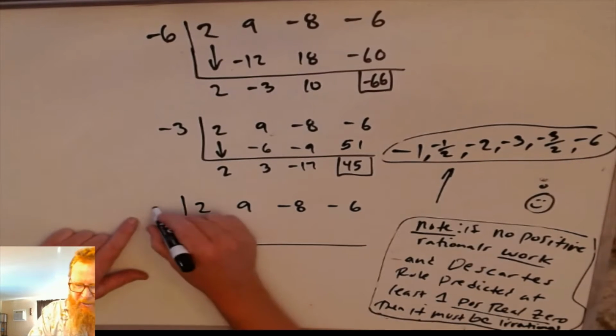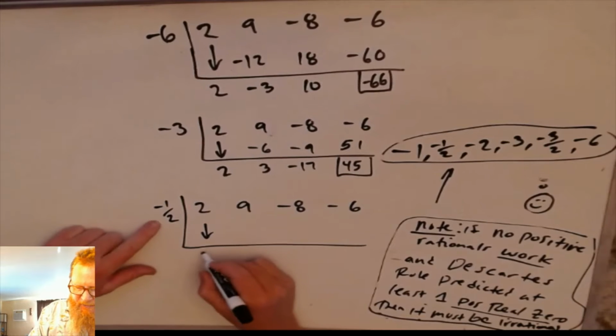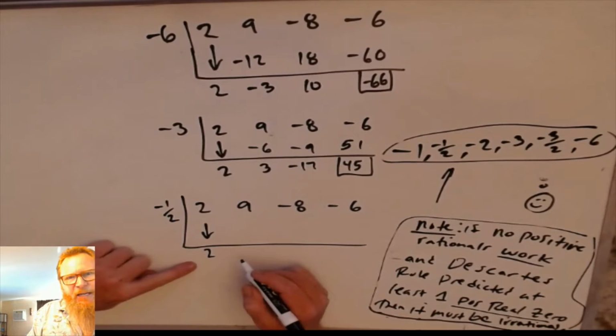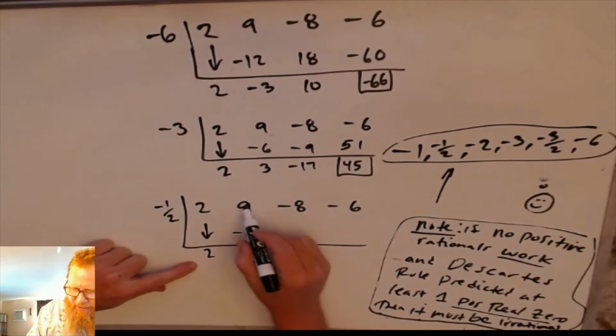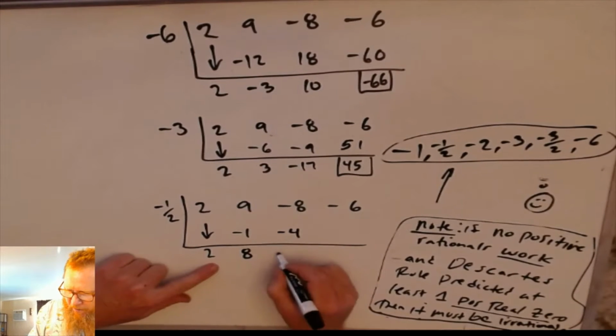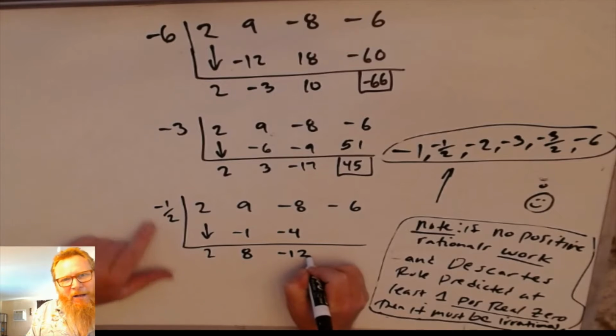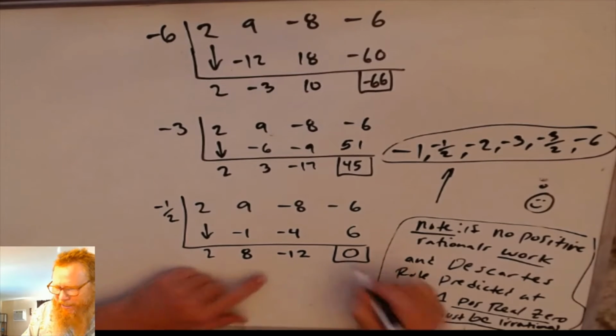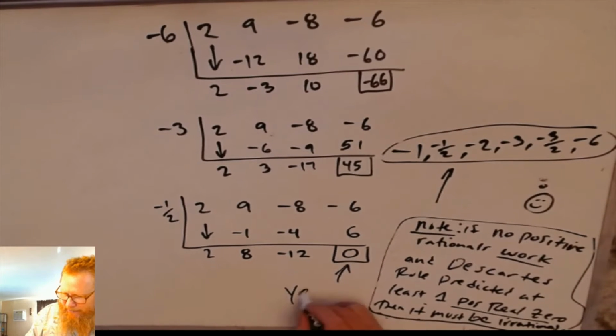All right, so let's try negative a half. So negative a half times 2 would be negative 1. And then that would be 8. That would be negative 4. Negative 12. There it is. Winner, winner, chicken dinner.